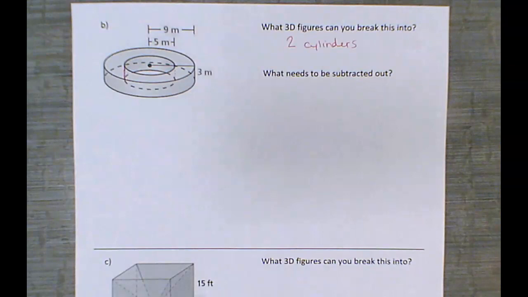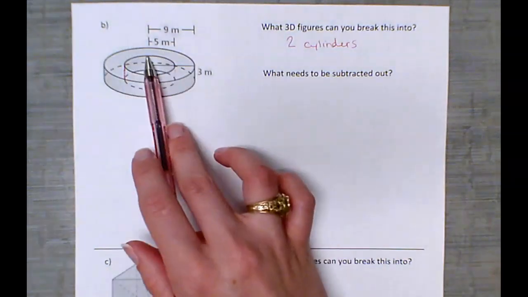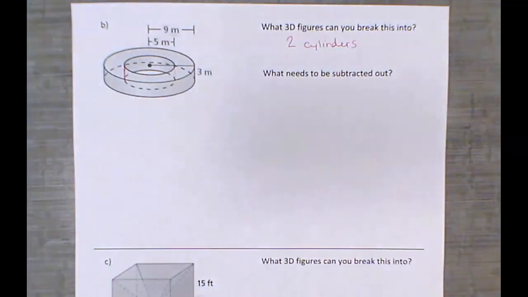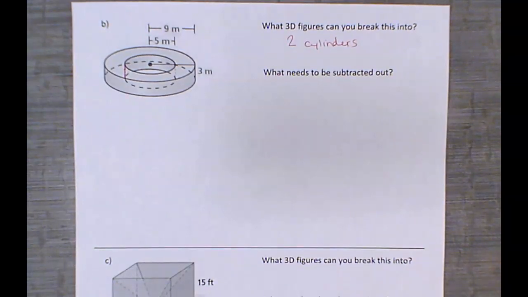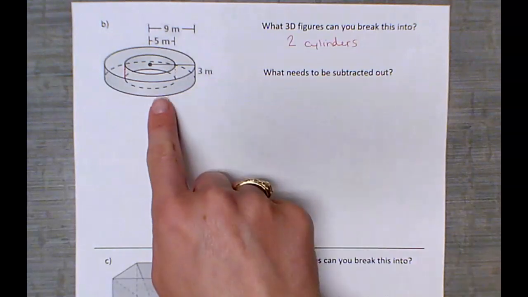Now, what needs to be subtracted out? Remember, we're finding surface area. So we're finding the area of all of the surfaces on the outside of the figure. And so when you think about the large cylinder and the smaller cylinder and taking the cylinder out, you can be removing volume, but what you might be doing is also adding some surface. So you might be adding some surface area. So let's look at kind of a model of what this might be in real life.